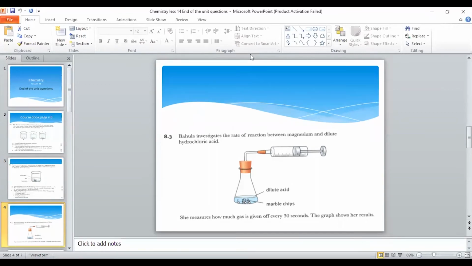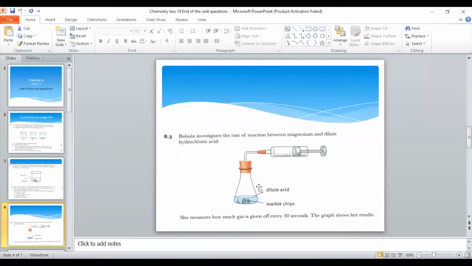So what does the exercise say? Bahula investigates the rate of reaction between magnesium and dilute hydrochloric acid. Diluted acid, marble chips, the gas ring. So why do I need this apparatus? Do you have an answer? Why am I using this gas measuring cylinder?